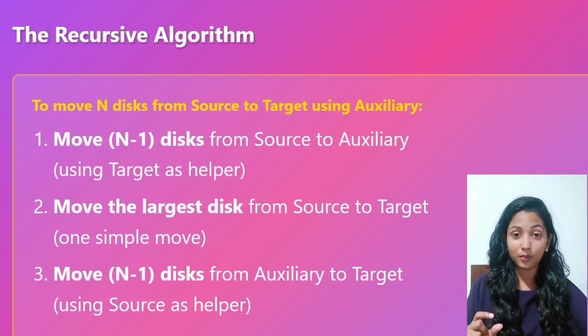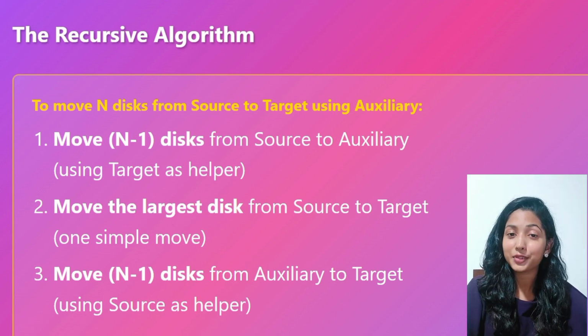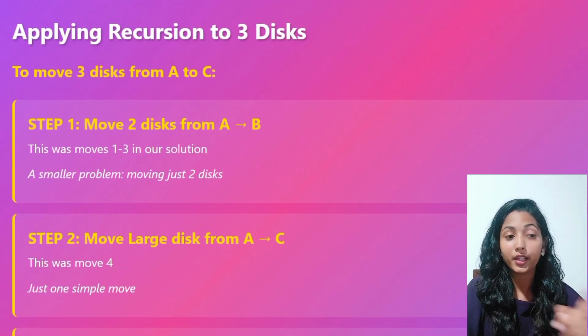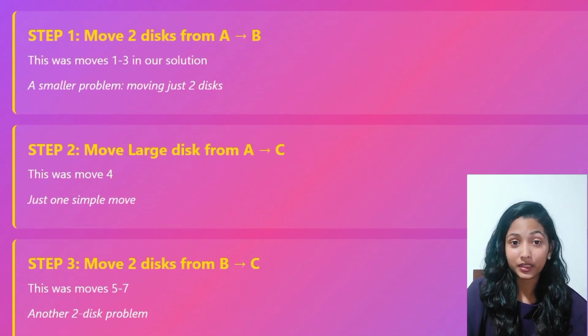And there's a key move. There we move the largest disk directly to the target. I have told you recursion means breaking a problem into smaller pieces. So here you can see in this step 1, moving just 2 disks.